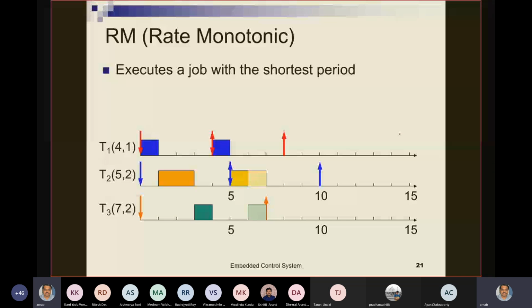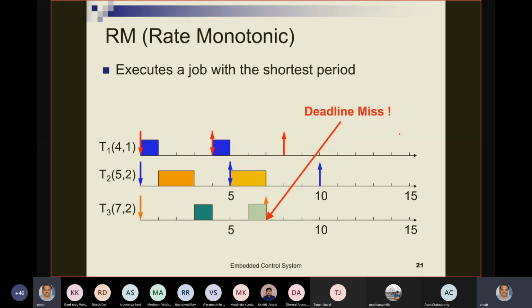Even at 6, you see T2 has the higher priority than T3. So T2 executes again and task 3 is still not able to complete, and therefore you have a deadline miss for task 3. Are you able to see that T3 has missed its deadline? Yes, sir. Okay, so the point here is this task system therefore is not schedulable by the rate monotonic algorithm.